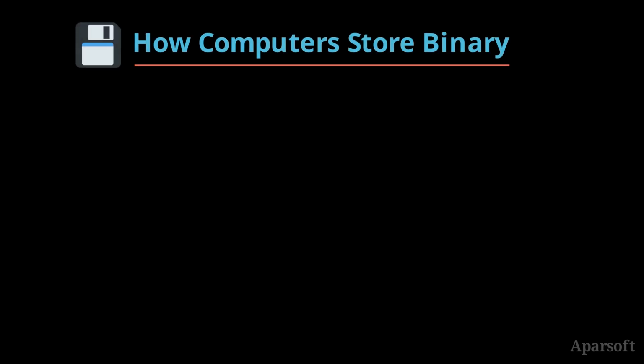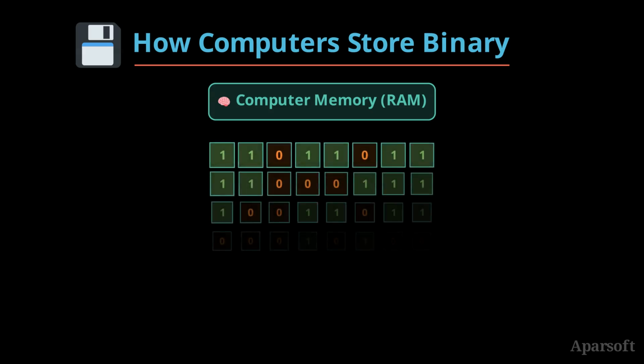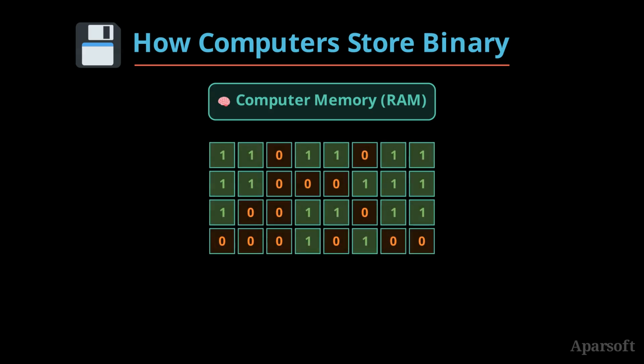Now let's see how computers actually store binary data. Computers don't store it as digits on a screen. Instead, they use tiny physical cells in memory. This is RAM, random access memory. It's where your computer temporarily stores all the data it's working with. Here's a visualization of memory cells. Each cell is a tiny switch that can hold either a 0 or a 1. See how they light up with different colors: green for 1, orange for 0.